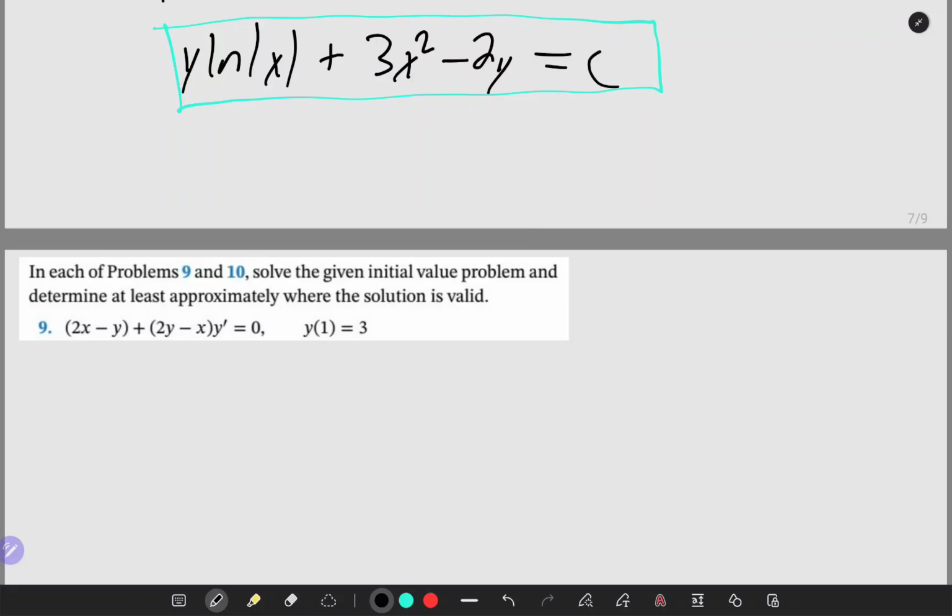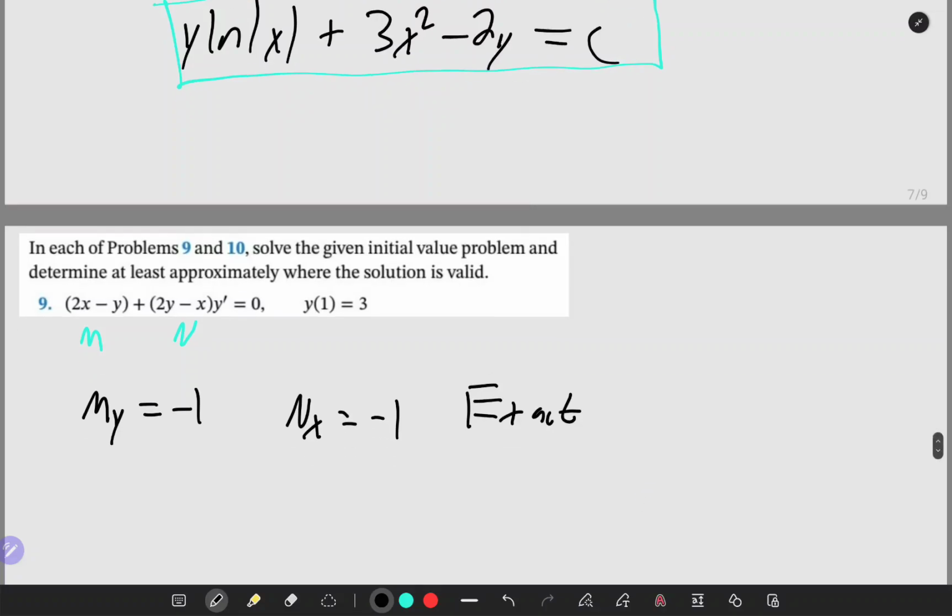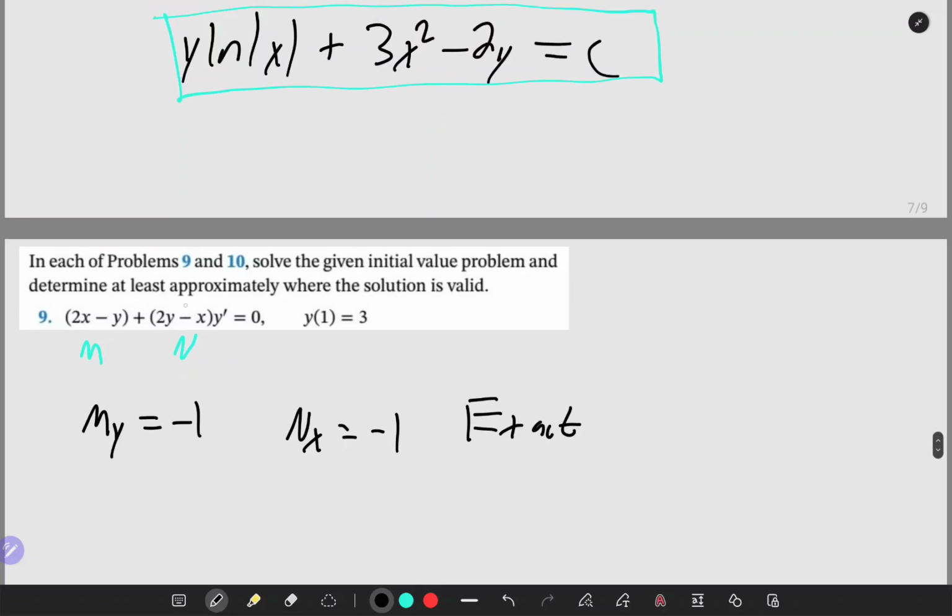But we know that our m is this and our n is this, right? So then, let's test. M of y is equal to negative 1, right? N of x is equal to negative 1. So it's exact. Now remember, we could pick either one we want to do. Either d phi dx or d phi dy. Remember, this is d phi dx, this is d phi dy. I don't think it matters for this one, right? So let's just do x.